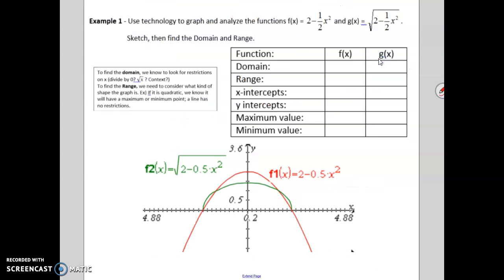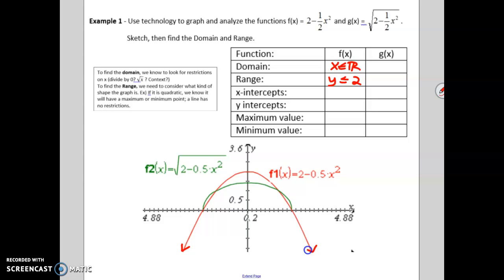So let's look then, our red graph here is f of x. Let's think of our domain. Again, this is a parabola. So the domain of the parabola is everywhere, so we say that x is an element of reals. The range for the parabola starts at 2 and goes down from 2. So we say that the range is y is less than or equal to 2.